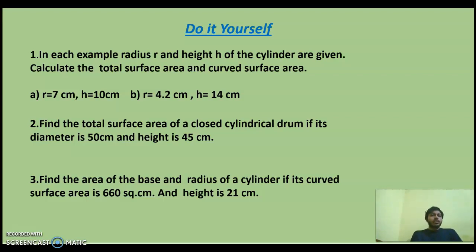Now students, I want you to solve these examples as your practice sums. The first question is to calculate the total surface area and the curved surface area for given radius and heights. The second sum, we have to find the total surface area of a closed cylindrical drum if its diameter is 50 cm and height is 25 cm. Third sum, we have to find the area of the base and the radius of a cylinder if its curved surface area is 660 square centimeters and the height is given as 21 centimeters.